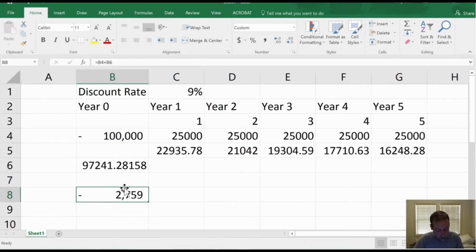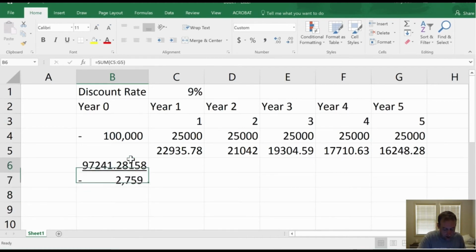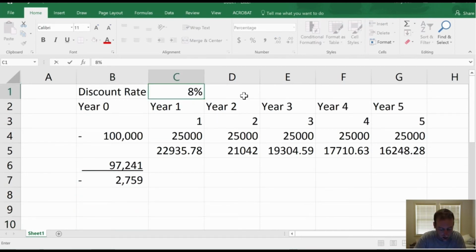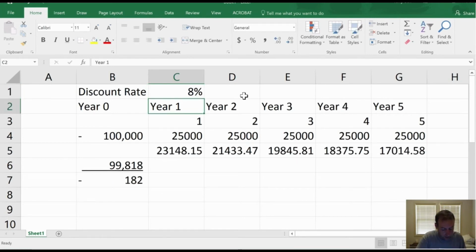I'm still at negative 2759. Remember, I will know my internal rate of return when this equals 0, the present value equals 0, but it's 2759, not right. So let's try another one. Okay, so 9% didn't work. Let's try 8%. Oh, I'm getting close.